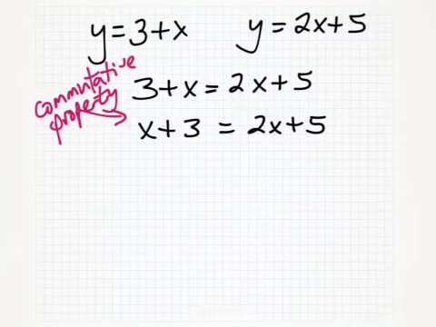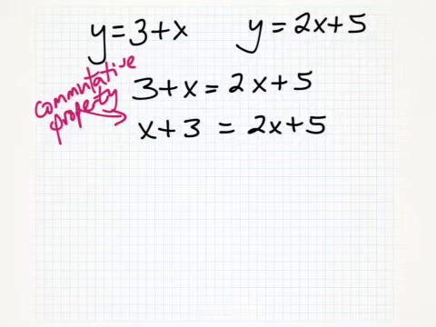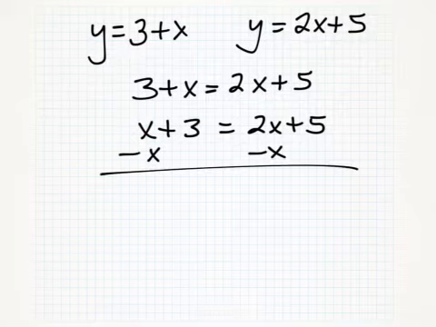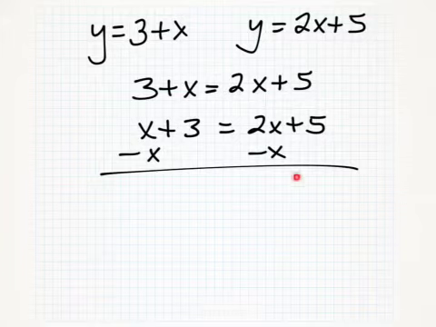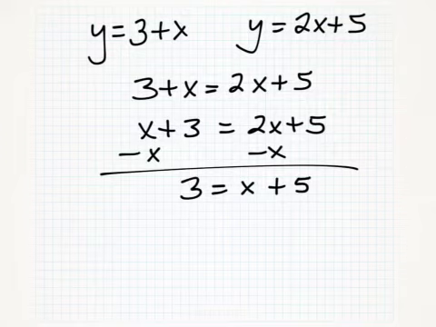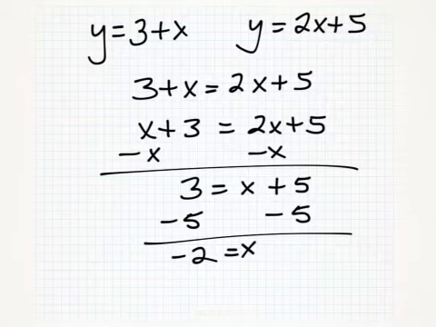I've used the commutative property here to flip my equation. First, I'm going to subtract x from both sides. I'm left with 3 equals x plus 5. So now I'll subtract 5 from both sides. And I'm left with -2 equals x, or x equals -2.